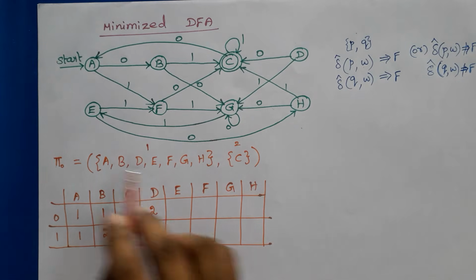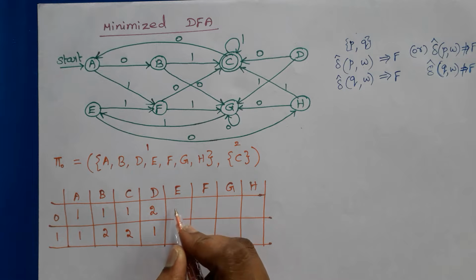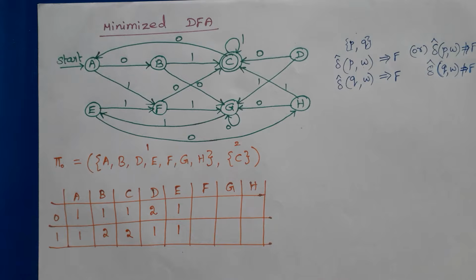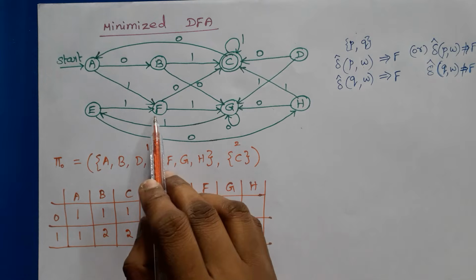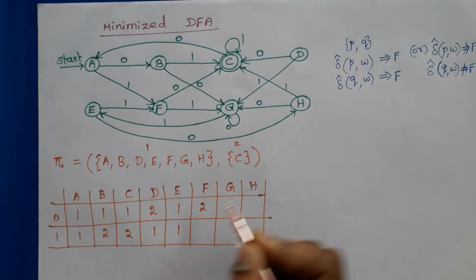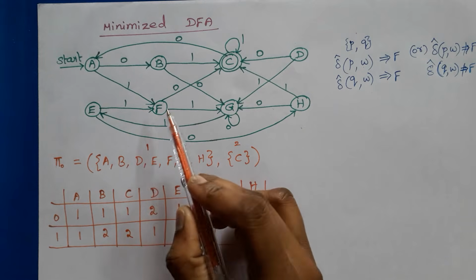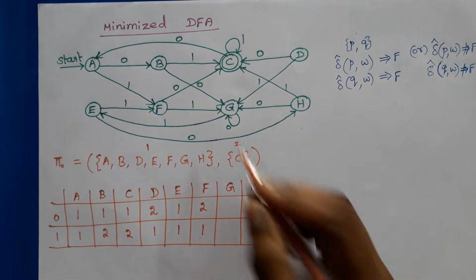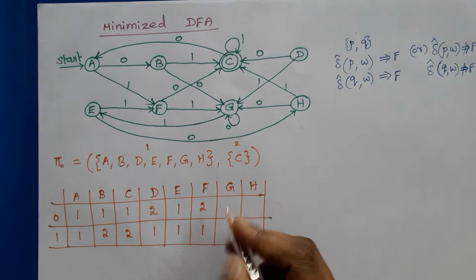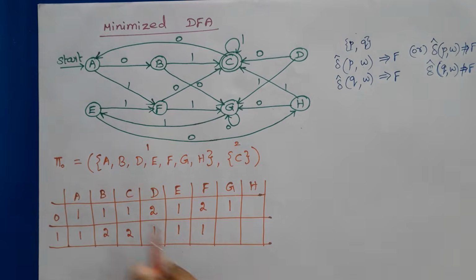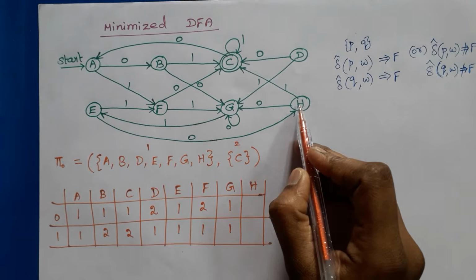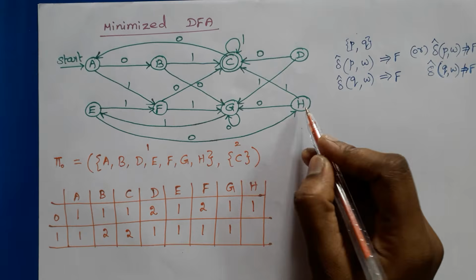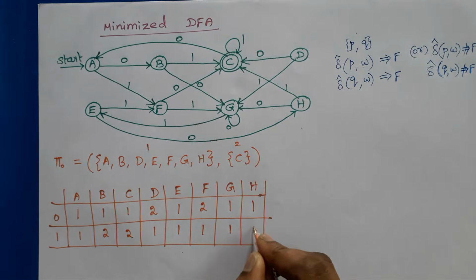From E, 0 goes to H, group number 1. And 1 goes to F, which is group number 1. From F, 0 goes to C, group number 2. Then from F, 1 goes to G, so 1. From G, 0 goes to G, group number 1. And 1 goes to E, which is also group number 1. Then from H, 0 goes to G, so 1. From H, 1 goes to C, group number 2.